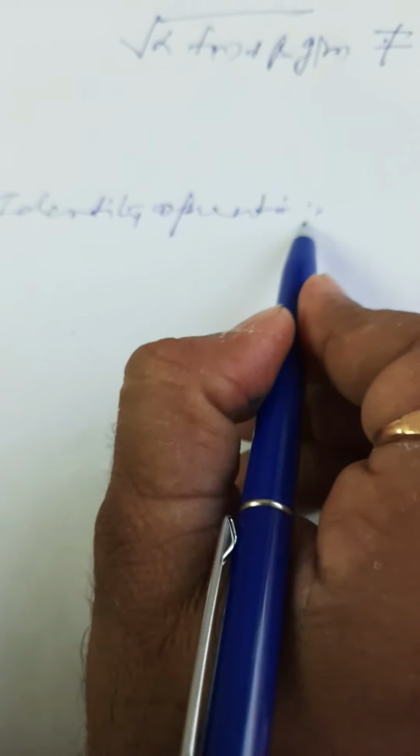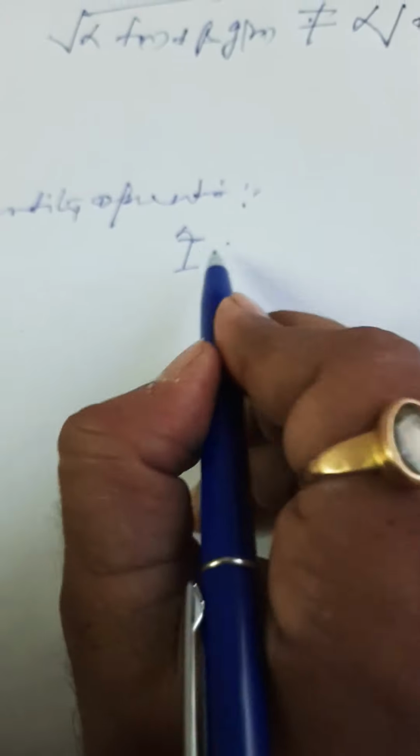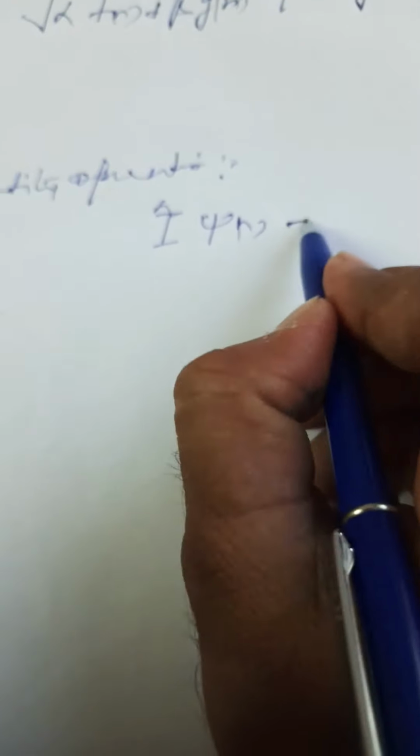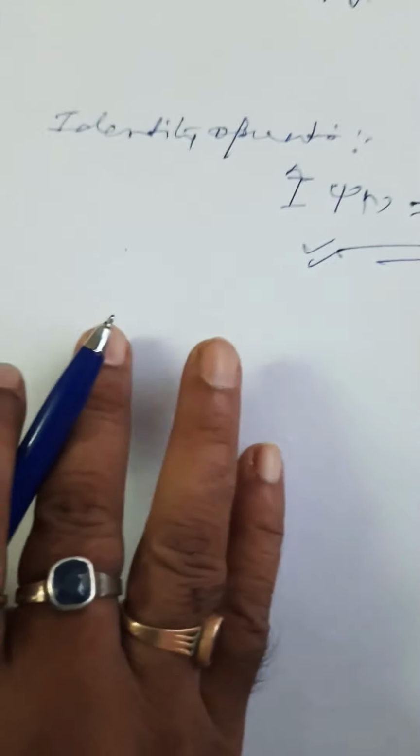Then we have an identity operator. When we talk about an identity operator, it means that if operator I is the identity operator operating on psi(x), we get psi as a function of x.